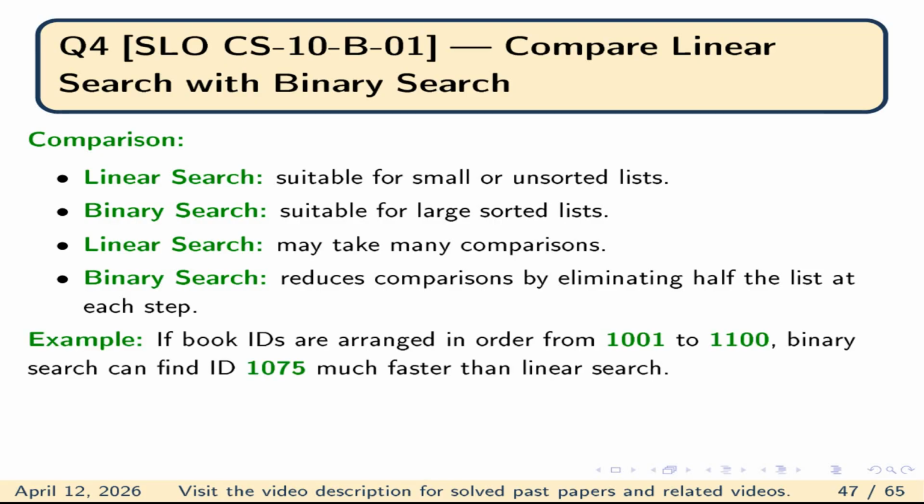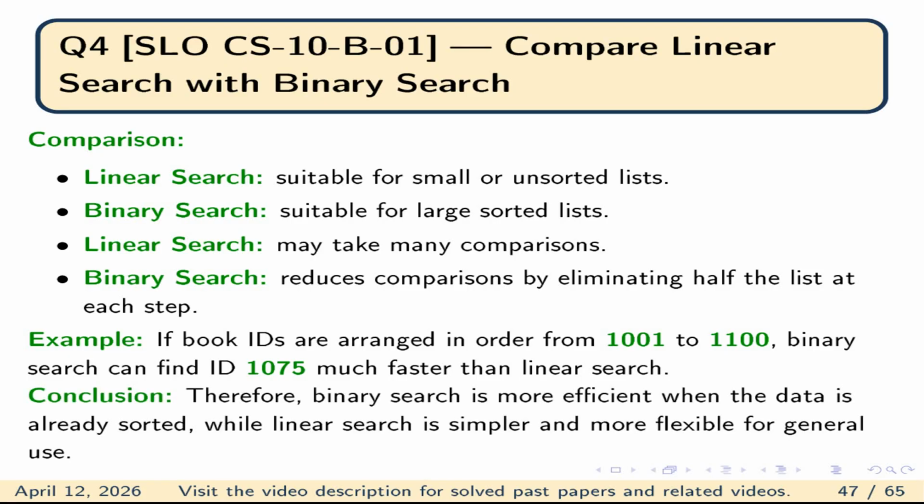Examples. If book IDs are arranged in order from 101 to 110, binary search can find ID 1075 much faster than linear search. Conclusion. Therefore, binary search is more efficient when the data is already sorted, while linear search is simpler and more flexible for general use.